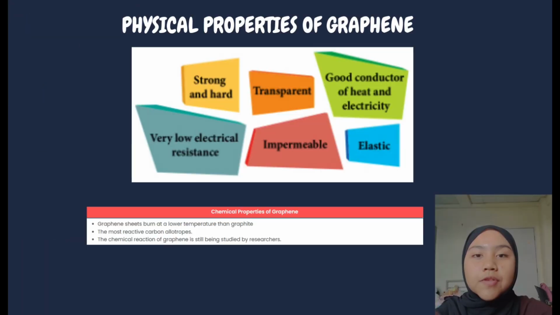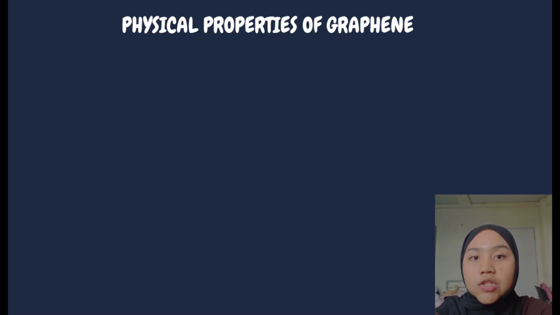There are 6 physical properties of graphene. So we go to the chemical properties of graphene. Graphene sheets burn at a lower temperature than graphite. Graphene is the most reactive carbon allotrope. The chemical reactions of graphene are still being studied by researchers.